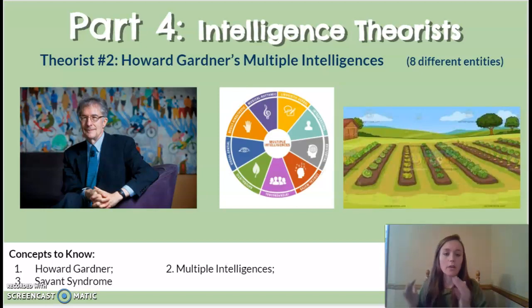And so the way I remember Howard Gardner's multiple intelligences is I think of garden rows, and I think of 8 rows. And in this garden of 8 rows, I think of them as the 8 different ways you can show intellect, and some might be taller and higher than others, and some might be shorter than others. And in my mind, that helps me remember Howard Gardner's multiple intelligence theory.